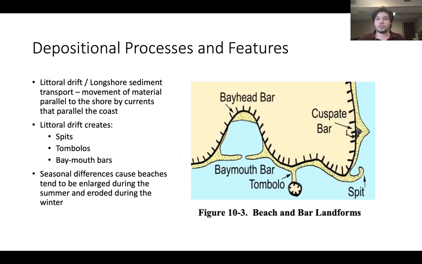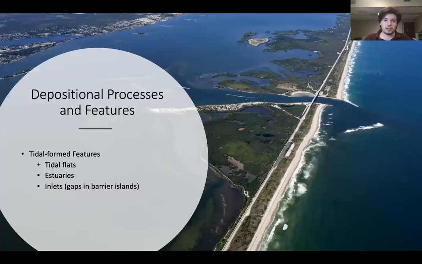It's also worth noting for depositional processes that seasonal differences cause beaches to tend to be enlarged during the summer and eroded away during the winter. You'll read a little bit more about that in the lab materials itself.